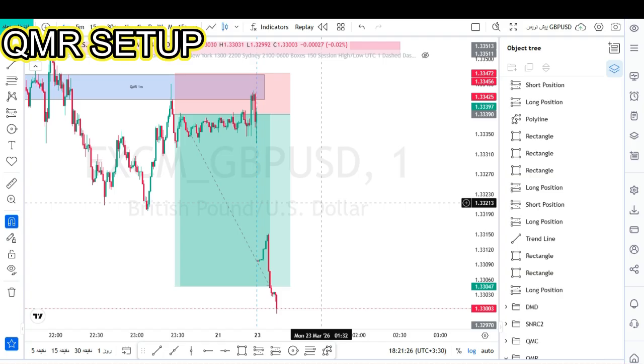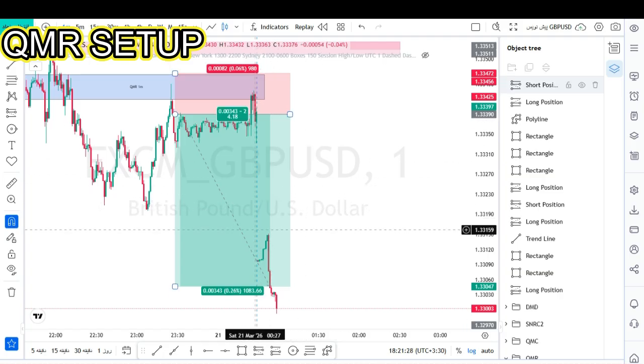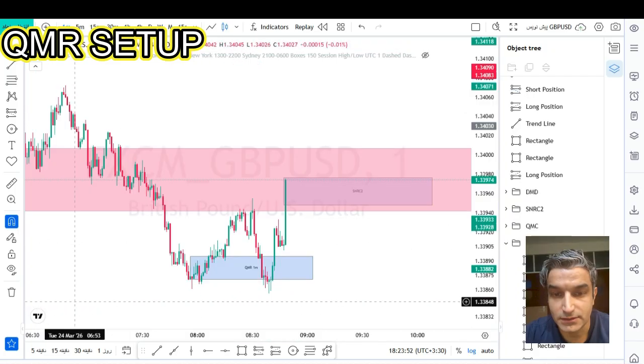As you see, price came down and closed below the area, and we take a risk and reward ratio of around 4. Let's see another example.